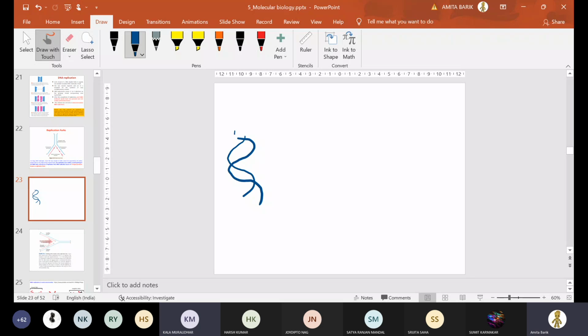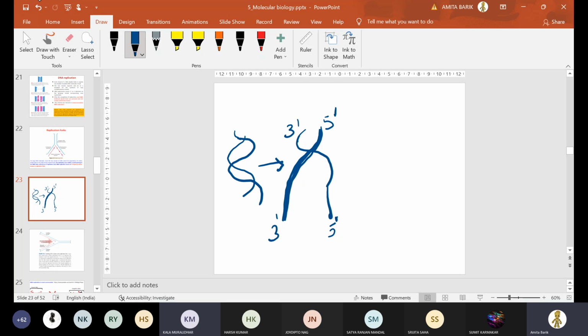So what is actually happening? This DNA is 5' to 3' and 3' to 5', as you know. Now for DNA replication, at a certain point, as I said, the DNA opens up like this. So this strand, if you see, one is 5' to 3' and one is 3' to 5'. Let's say this is 5' to 3', and this is 3' to 5', anti-parallel in nature and complementary to each other.